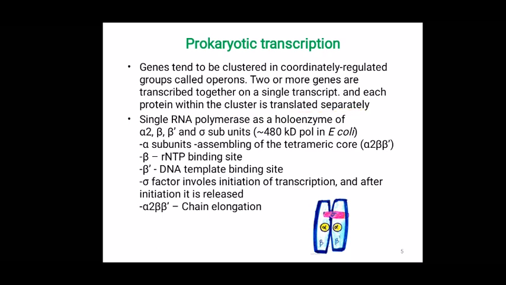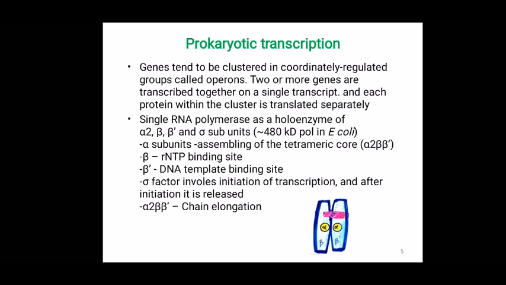In prokaryotes, the single RNA polymerase is a holoenzyme of 2 alpha subunits, 1 beta subunit, 1 beta dash subunit and 1 sigma subunit. Altogether they have a molecular weight of approximately 408 kilodaltons. The alpha subunits play a major role in assembling the tetrameric core of alpha 2 beta beta dash. The beta subunit has the ribonucleotide triphosphate binding site and the beta dash subunit contains the DNA template binding site.